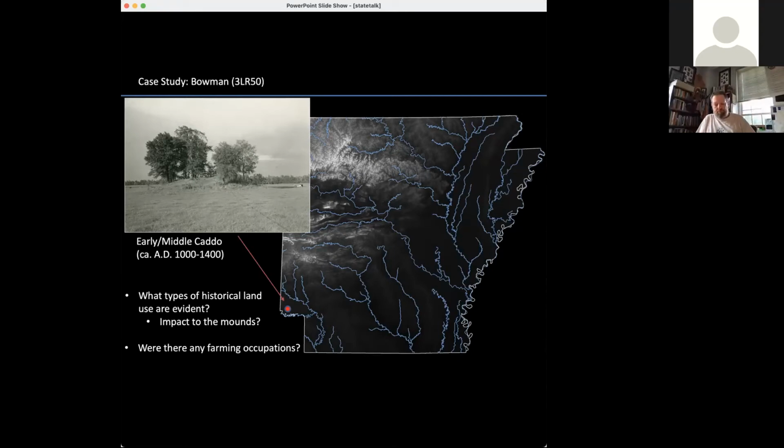Additionally, I was interested in understanding if there was any evidence of tenant farming occupations, which is quite common along these Red River sites. And obviously, if there was tenant farming occupation of the site, that would have added an additional archaeological layer, if you will, to this landscape usage that I was interested in understanding.